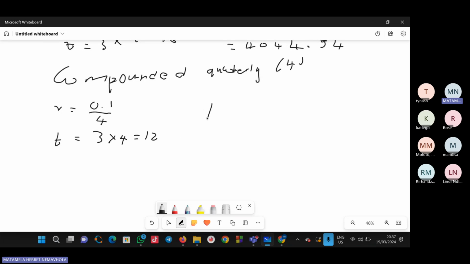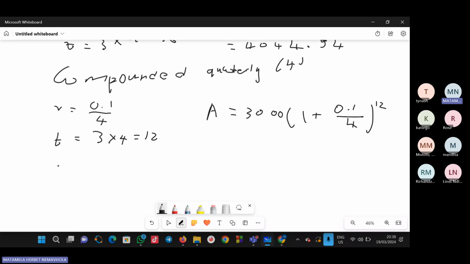So when you use this, A is equal to 3,000. You're going to find out the answers. I'm just going to rewrite it: 1 plus 0.1 over 4, to the power 12. So this is how it's going to be when it's compounded quarterly.